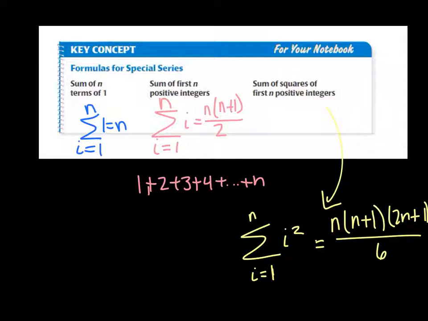So if it's asking you to find the sum of i squared from 1 to 200, you don't want to sit there and add 1 squared plus 2 squared plus 3 squared plus 4 squared plus 5 squared plus 6 squared plus 7 squared all the way up to 200. That's ridiculous. This rule will help you, and these other rules will help you in these special cases.